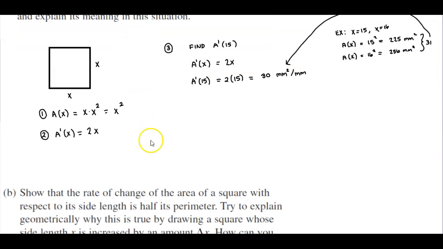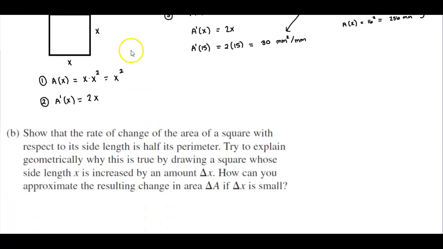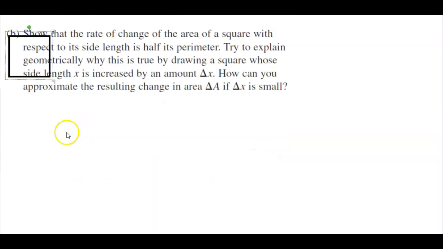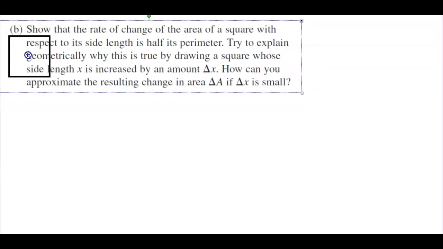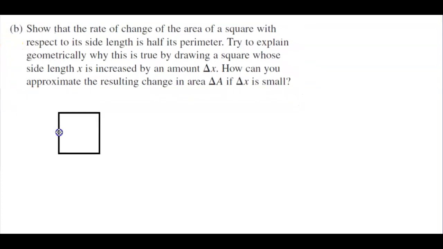Okay, now it says show that the rate of change of the area of a square with respect to its side length is half its perimeter. And try to explain geometrically why this is true by drawing a square whose side length x is increased by an amount, change in x. How can you approximate the resulting change in area, change of A, if change of x is small? Okay, so let's take the square that we got from up there.